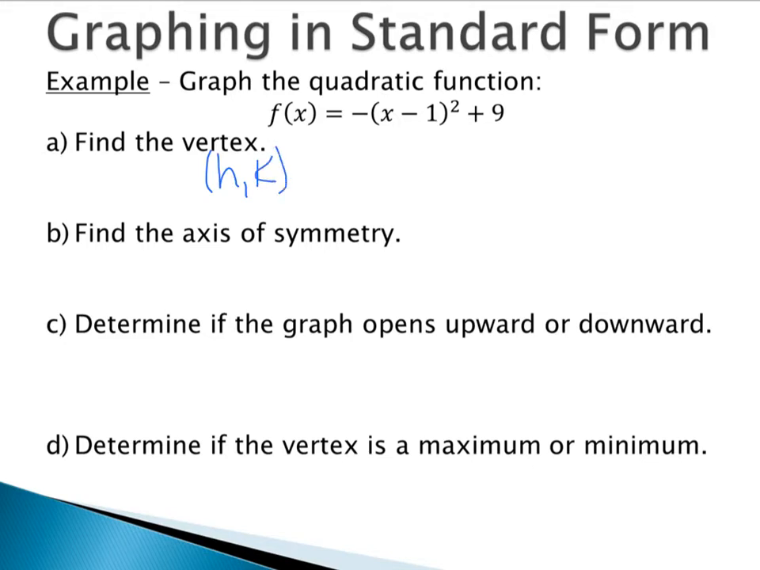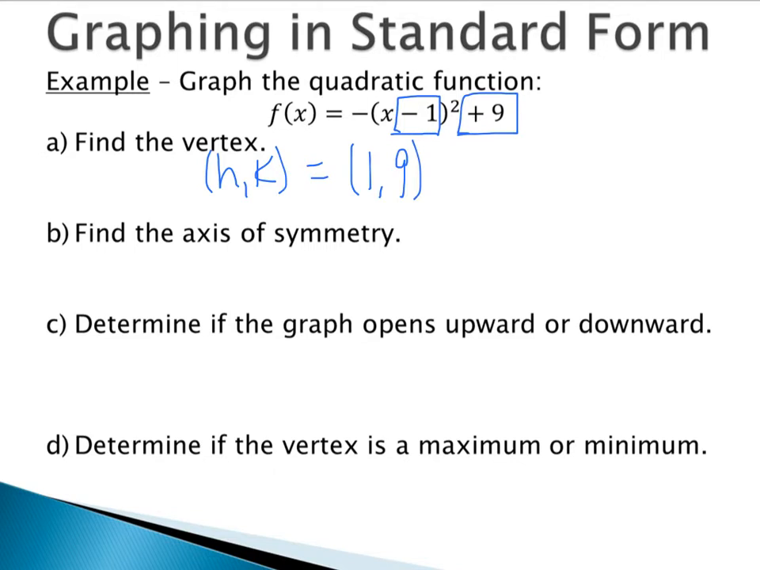And like I said before, what you want to think of is that the h is the inside, but we're going to be taking the opposite of the inside. So that means that we're not going to have a negative 1, our vertex is going to be a positive 1. If there was a plus inside, you would make the number negative. And then the k would just be keeping the number on the outside. So it's a positive 9, so it's going to stay 9. So your vertex, not a lot of work, just understanding how to write it, would be the point (1, 9).